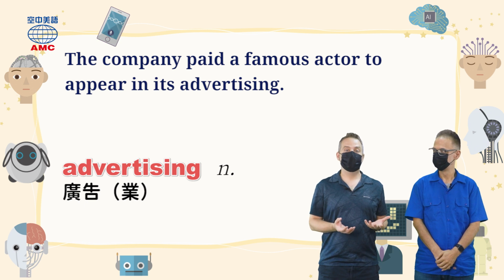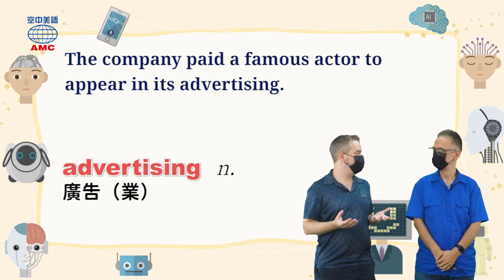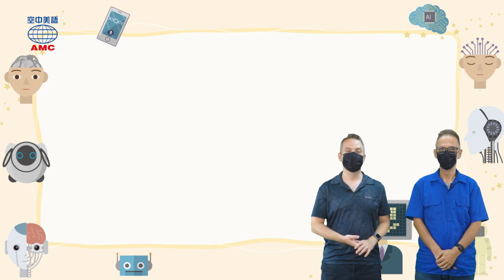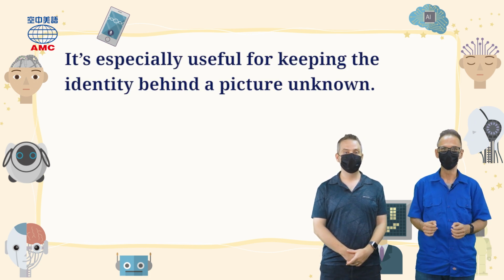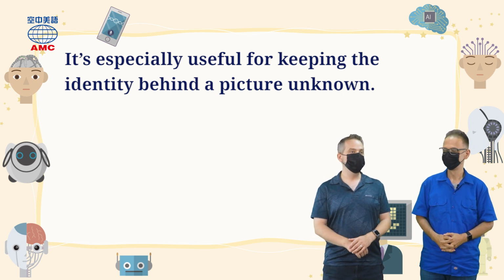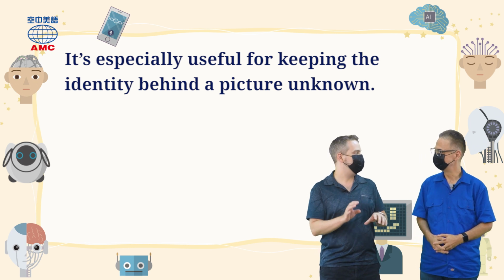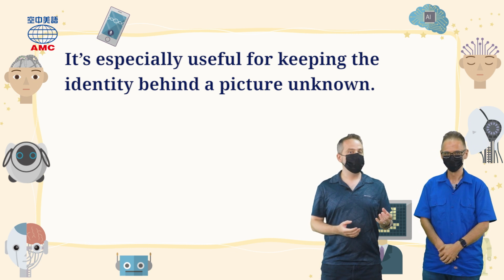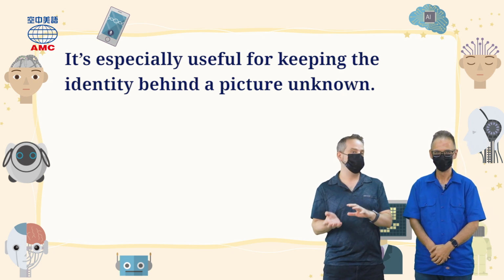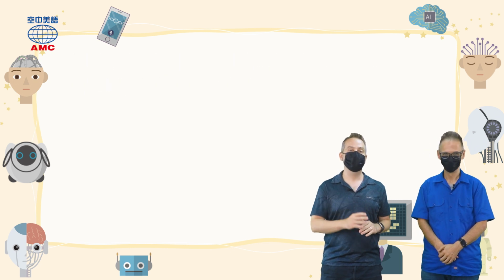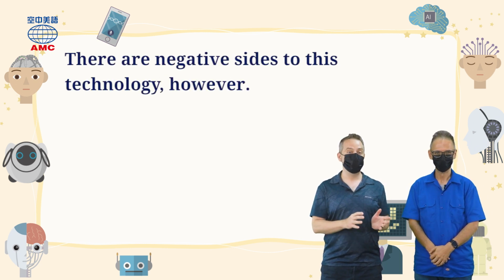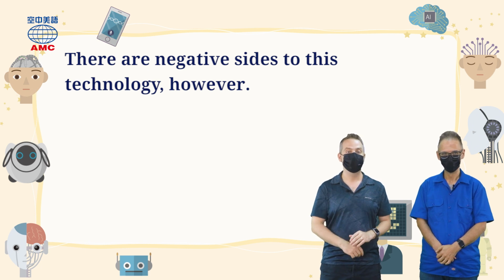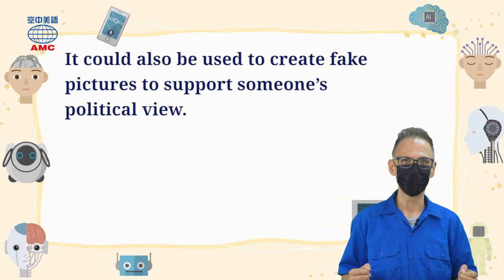So we can see from that last sentence in the article that there are many uses for this kind of technology. That's right. The article says it's especially useful for keeping the identity behind a picture unknown. Okay, so people can't search and find out who that person is online. Exactly. Oh, that's a great benefit. So that's the good side, but as with a lot of things, there's a kind of downside to balance it. As the article says, there are negative sides to this technology, however. It could also be used to create fake pictures to support someone's political view.